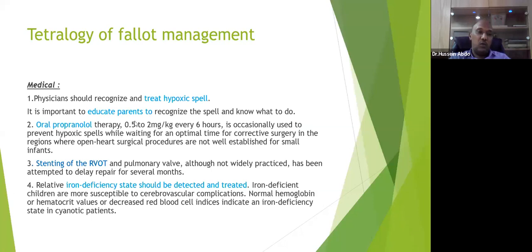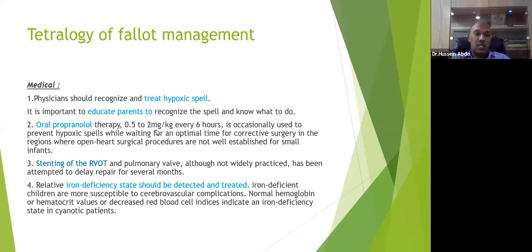And we need to treat the hypoxic spells. If there is a hypoxic spell, we have to treat the hypoxia. I'm going to speak about it in a minute. Then it is very important to educate the parents to recognize and treat the spells. If the parents have a patient with cyanotic spells or tetralogy of Fallot, it is very important to educate them about tetralogy of Fallot and how to treat and manage the spells.